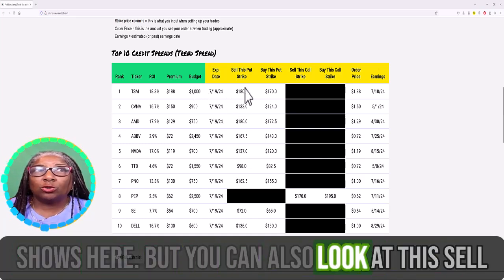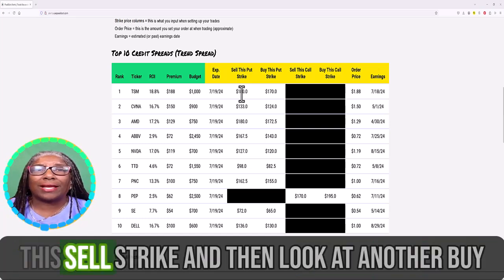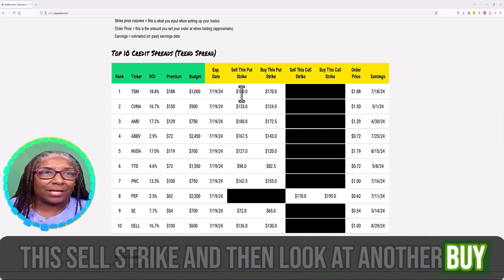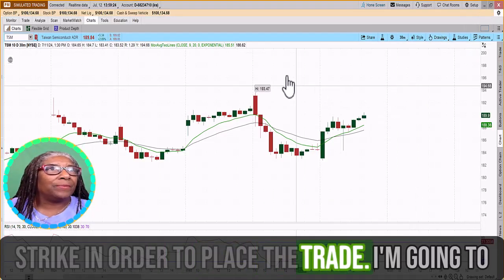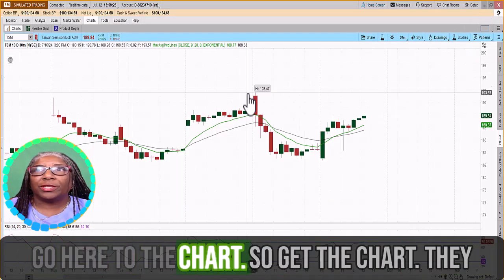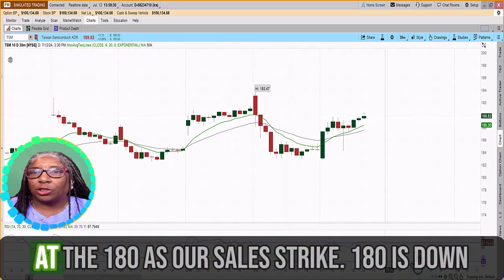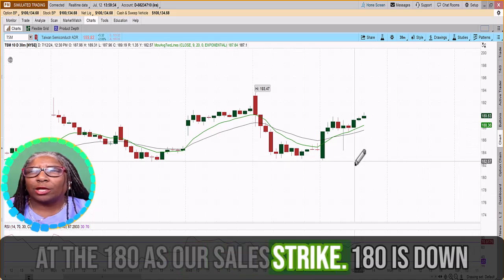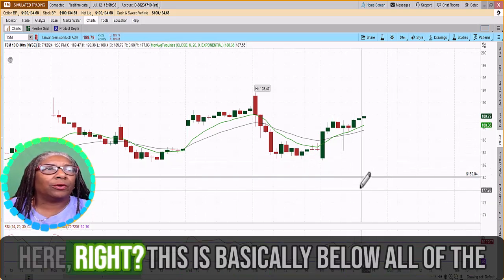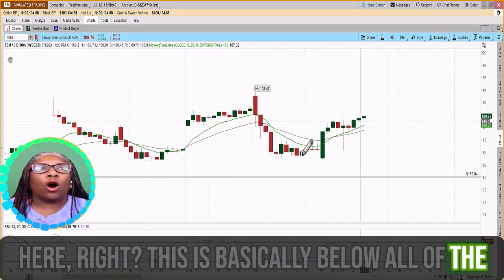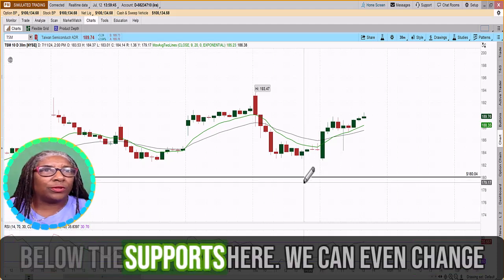But you can also look at this sell strike, determine whether you're okay with this sell strike, and then look at another buy strike in order to place the trade. I'm going to go here to the chart. Let's look at the chart. They've suggested, or the alert says, we should look at the 180 as our sell strike. 180 is down here. All right. This is basically below all of the supports. This is a 30-minute chart. So we're below the supports here.